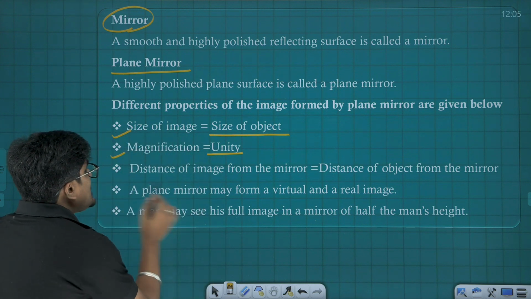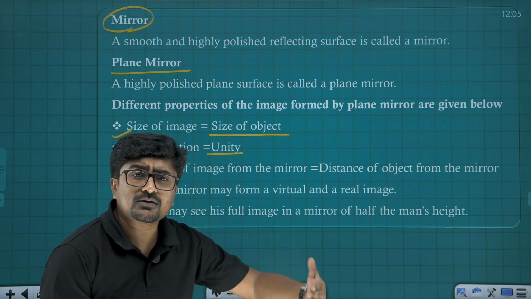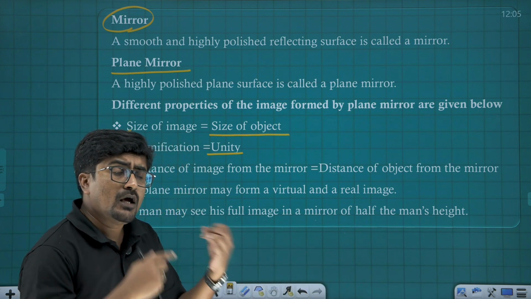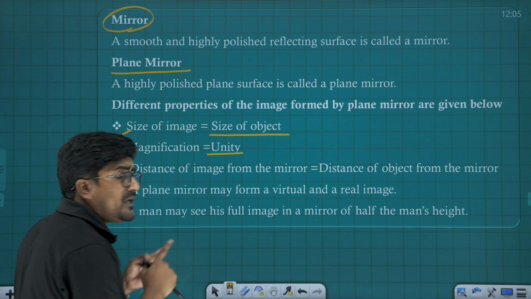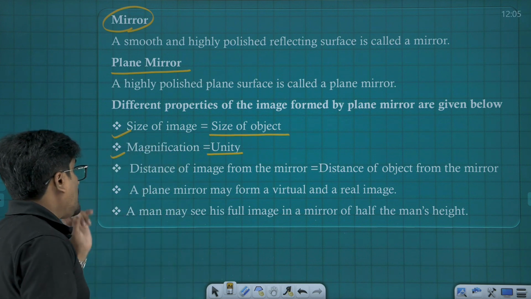Next is the distance of the image, and the relation between distance of the image and distance of the object. Since this is a plane mirror, the distance of the image will be the same as the distance of the object with respect to the mirror.